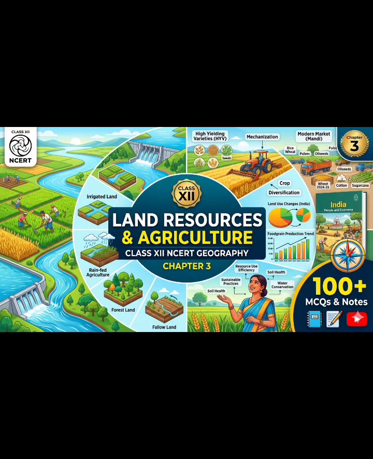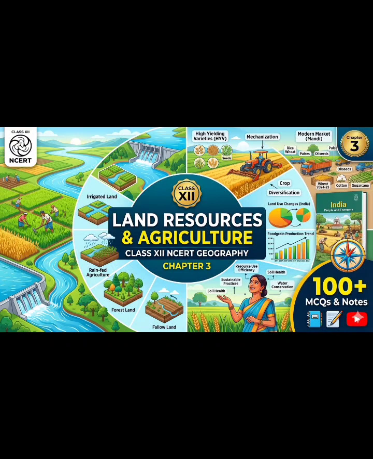Next point is current fallow. This is the land which is left without cultivation for one or less than one agricultural year. Fallowing is a cultural practice adopted for giving the land rest. The land recoups the lost fertility through natural processes.